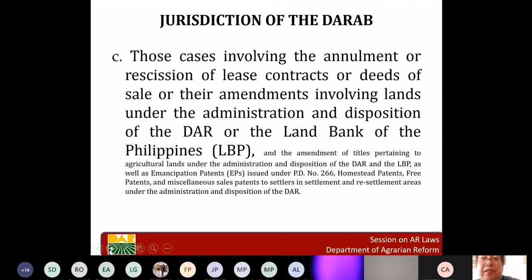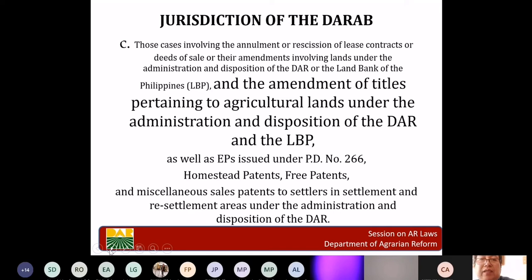Number 3, those cases involving the annulment or rescission of lease contracts or deed of sale, order amendments involving lands under the administration and disposition of the DAR or the Land Bank of the Philippines, and the amendments of titles pertaining to agricultural lands under the administration and disposition of the DAR and the Land Bank of the Philippines, as well as EPs issued under PD 266, homestead patents, free patents, erroneous sale patents to settlers in settlement and resettlement areas under the administration and disposition of the DAR. Analogous to paragraph B and C.